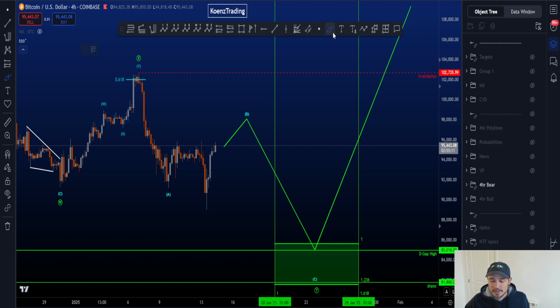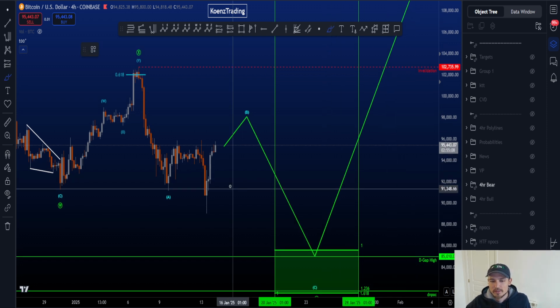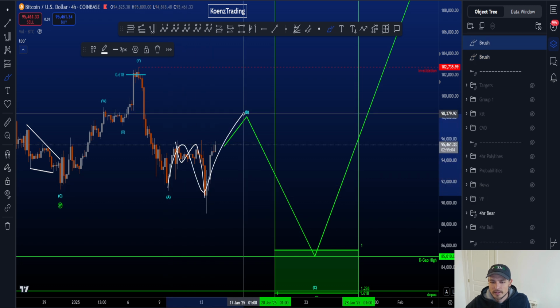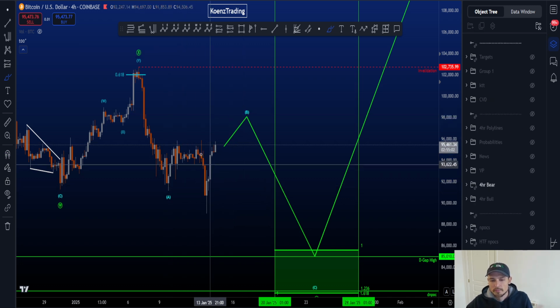It's not an invalidation, but it's just incredibly rare to see a flat B in a bigger flat structure. So that is number 1. Number 2 is these highs.